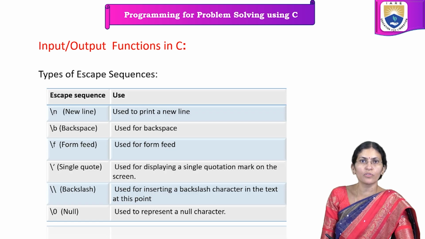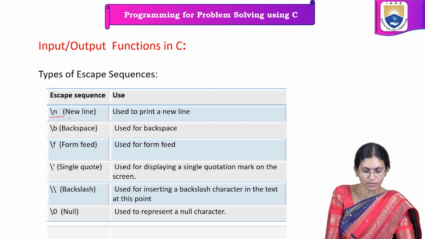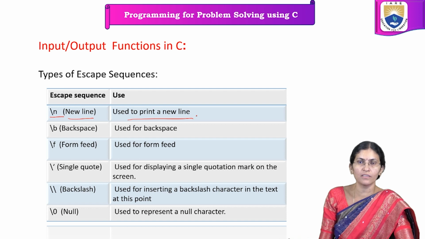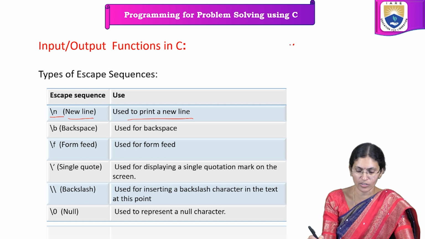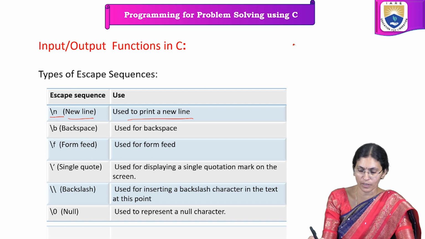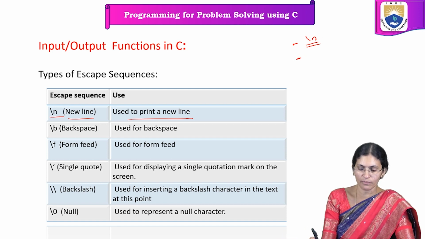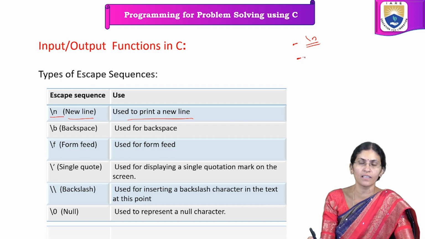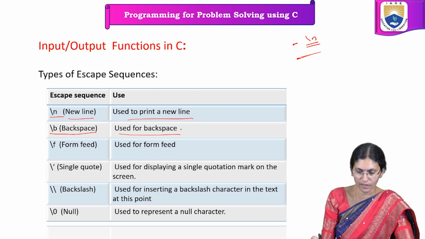Now let us see what is the use of each of the escape sequences when we use them in the program. \n represents new line. It is used to print a new line. Suppose we are in the printf statement and we are using a \n. So the cursor will be here. Whenever the program sees the \n character in the printf statement, immediately the cursor will move to the next line, and whatever statements are there after it in the printf statement will be printed. Next, backspace is used for introducing a backspace in the program.